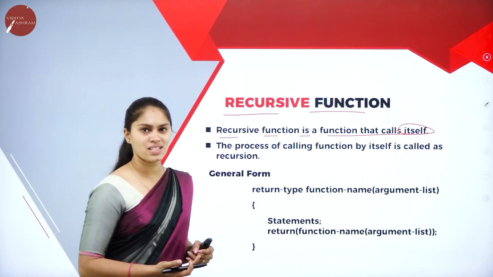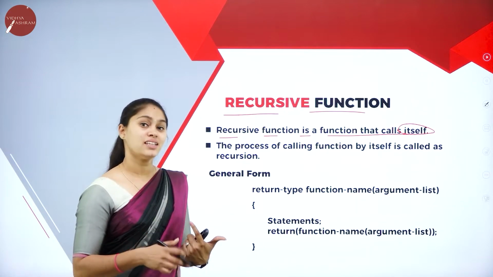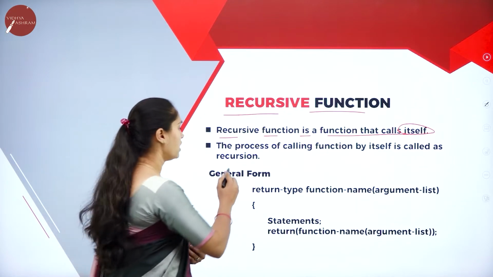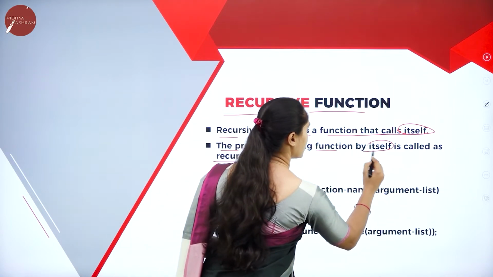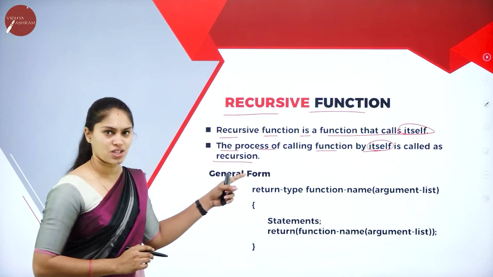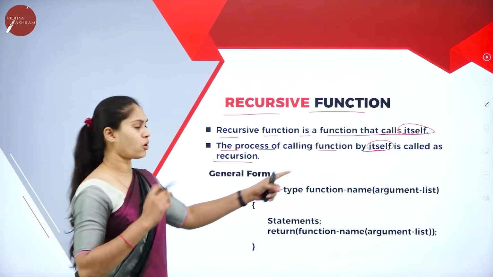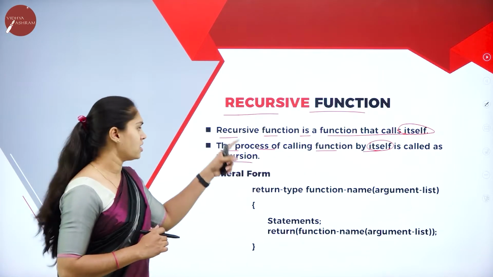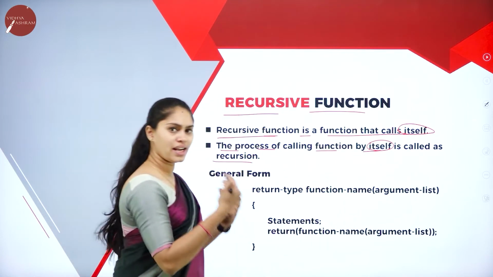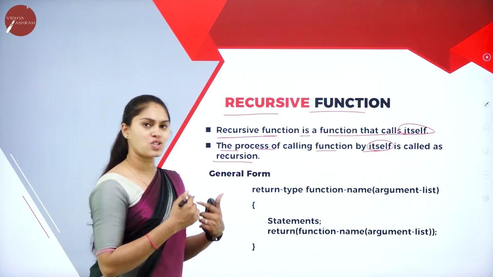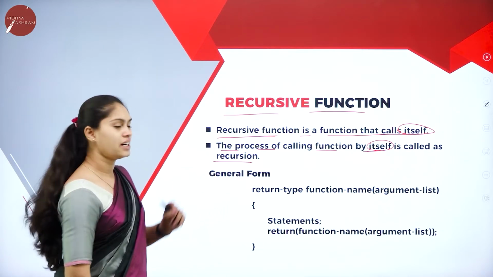Then what will I call this? If a function is calling itself again and again, then that process is termed as what? Recursion. The process of a function calling itself is called recursion. So the function is a recursive function and the process is called recursion. Okay. So remember these 2 points. A recursive function is a function that calls itself. What is the calling of a function again and again by itself? I can call that process recursion.